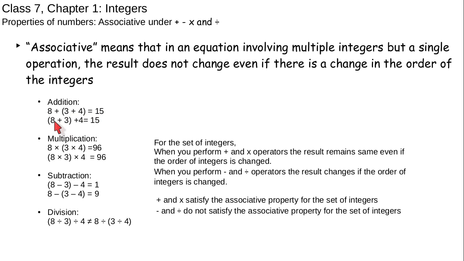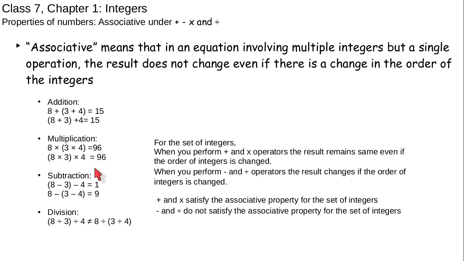If these brackets are moved around and they are placed around 8 and 3, that means you are doing these operations first, right? The operator addition is associated with 8 and 3 first, and then it is associated with 4. That is the meaning of this expression. Here the result will be 8 plus 3, which is 11, plus 4, which is again 15.